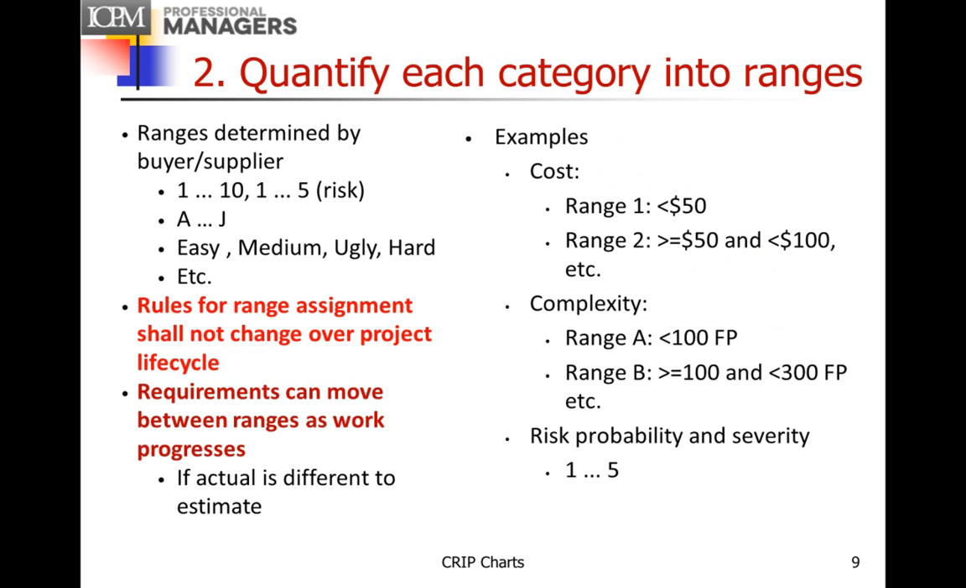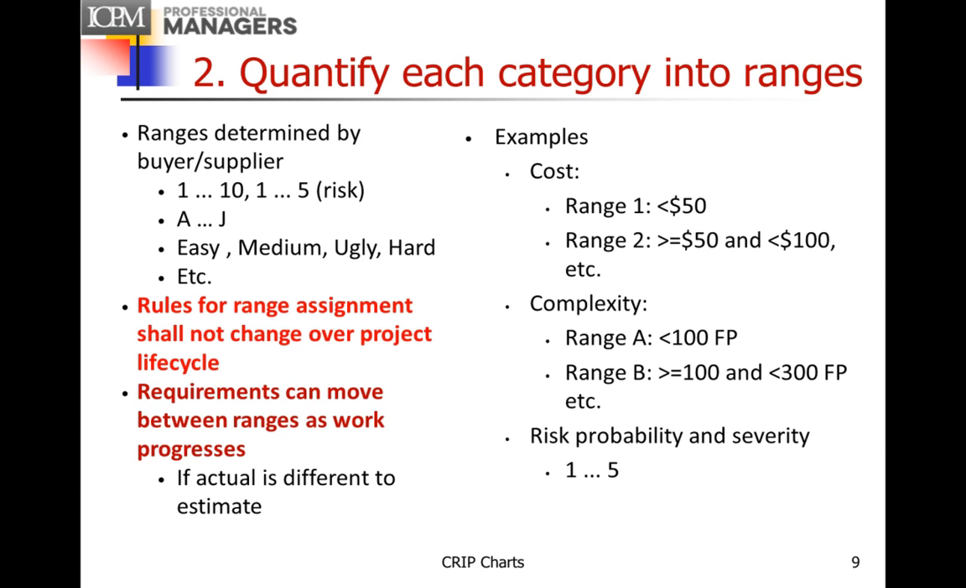We then quantify each of the categories into ranges. And these ranges are determined by the buyer and the supplier. So they could be a range 1 to 10 or 1 to 5, commonly associated with risk, A to J, easy, medium, ugly, and hard if they're associated with problems, and so on. The rules for range assignment shall not change over the project lifecycle. So once they're decided, they're fixed. However, the requirements can move between the ranges as the work progresses. So if we find out that the initial estimate and placement of a requirement in the range was wrong, we can move it into a different range.